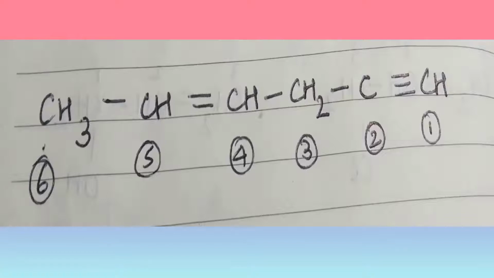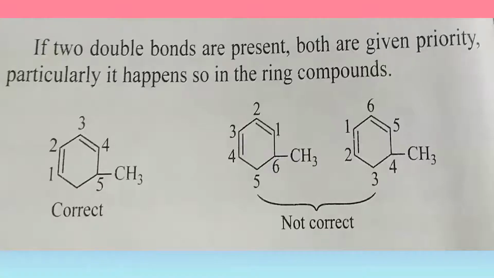So there are two important cases: one when the double and triple bonds are present at the extremes, and the other when they are present somewhere in the middle, that is, not at the extreme corners. In that case the triple bond gets more priority than the double bond.